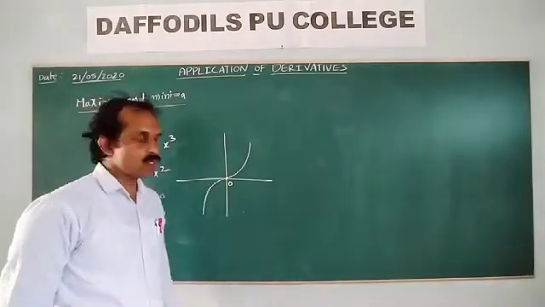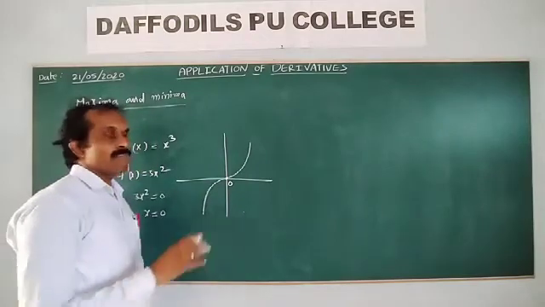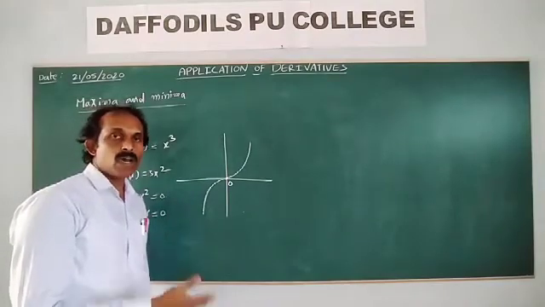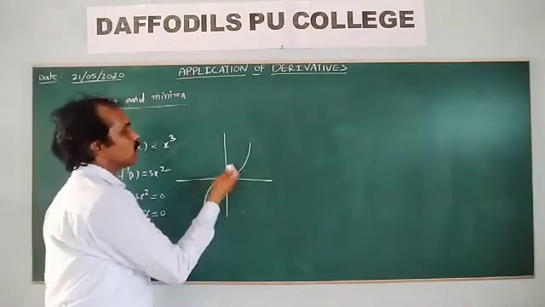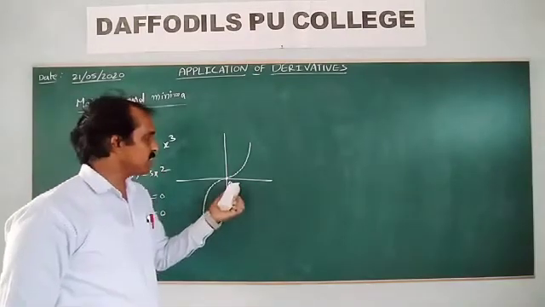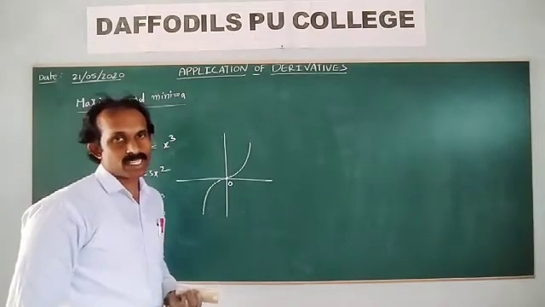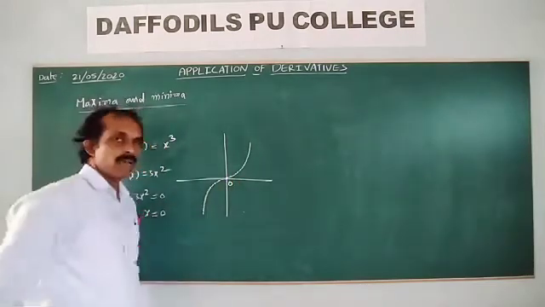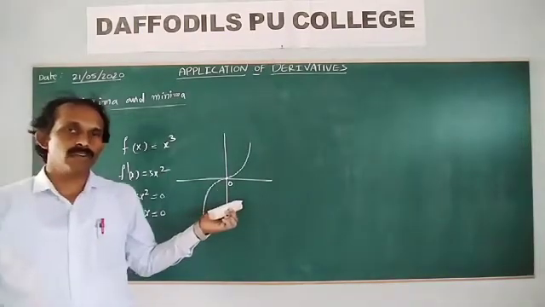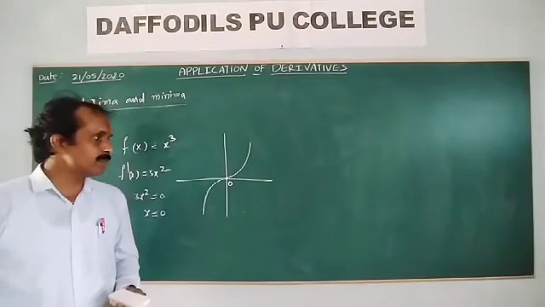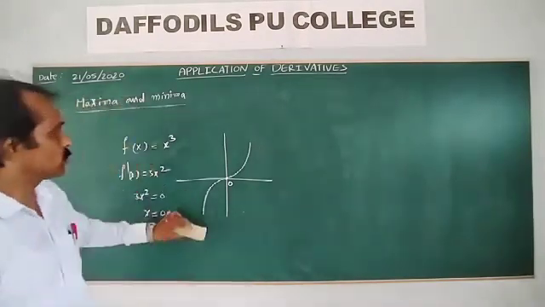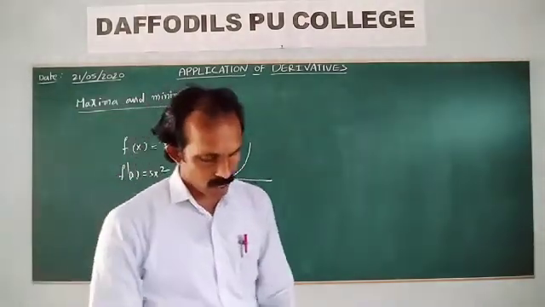There is no maximum and no minimum value. Then f has neither a maximum nor a minimum, and the point is called a point of inflection. At this point 0, there is no maximum and no minimum. At the point 0, f has a point of inflection. Point of inflection means neither maximum nor minimum values. Okay, right. So take one more example.